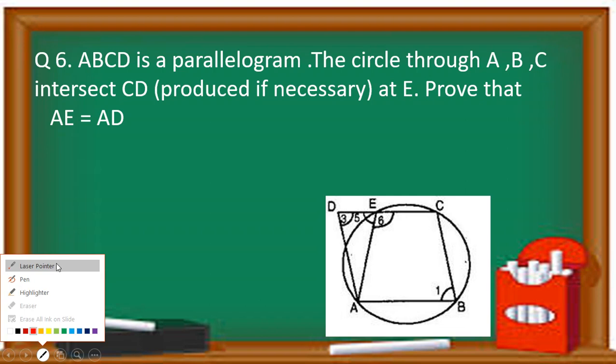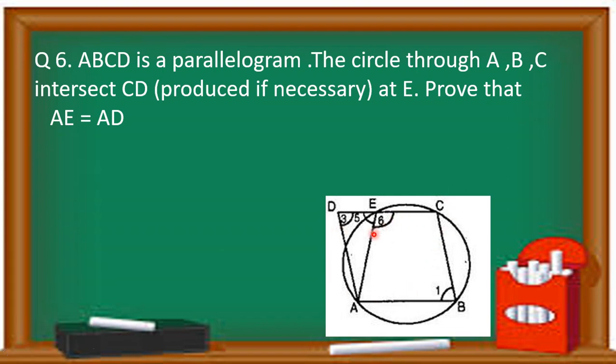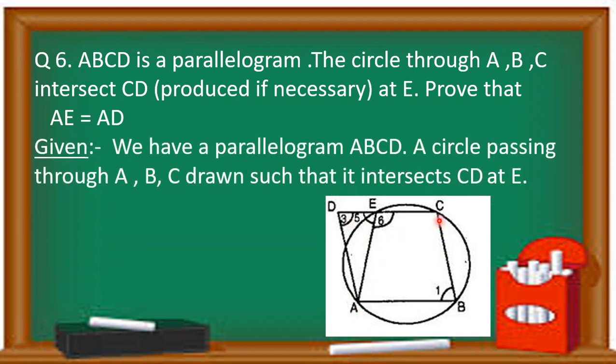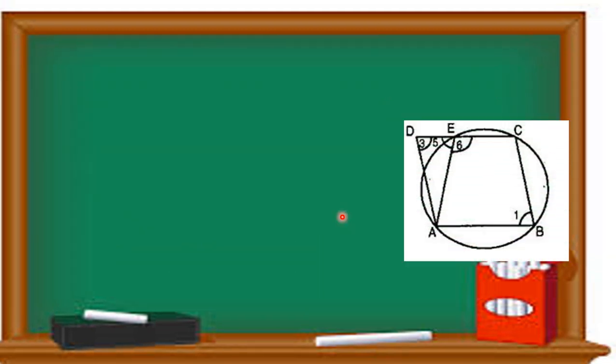So we are given that ABCD is a parallelogram and a circle is drawn through the points A, B and C in such a way that it touches the line CD at point E, and we have to prove that this line AE is equal to AD. So let's take its proof.